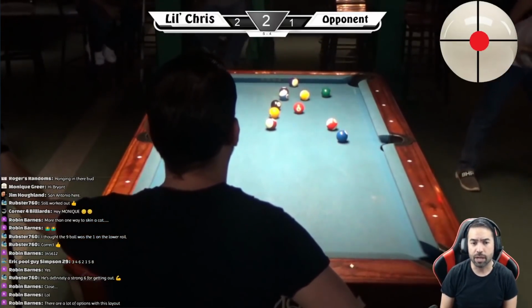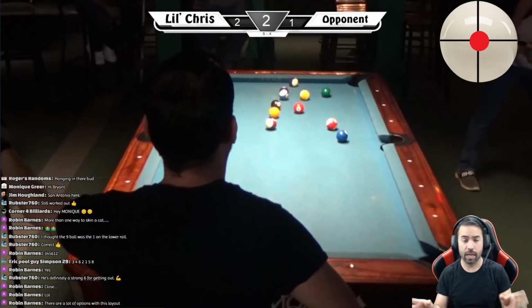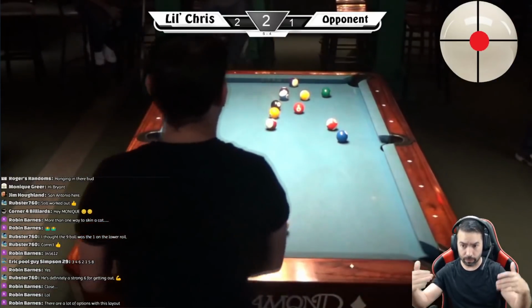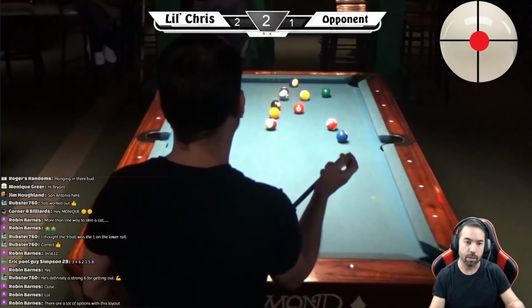In APA, if you scratch on the break, you don't have cue ball in hand anywhere on the table. It's always behind the head string. Any subsequent fouls after the break is cue ball in hand anywhere.